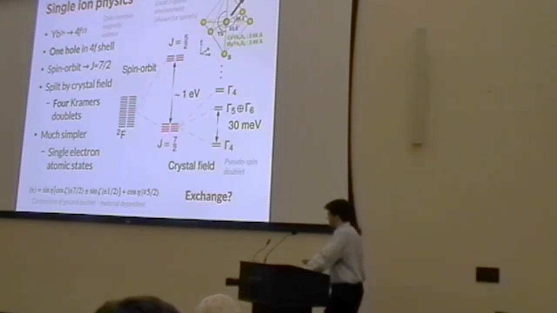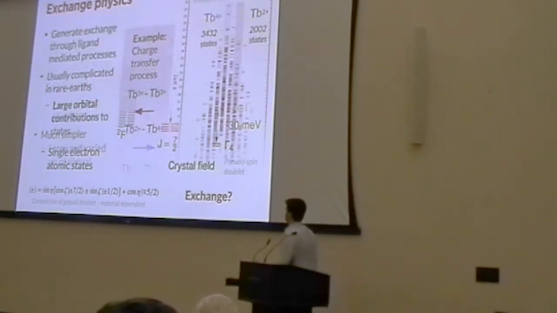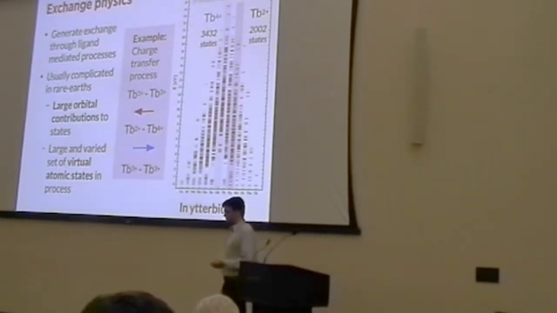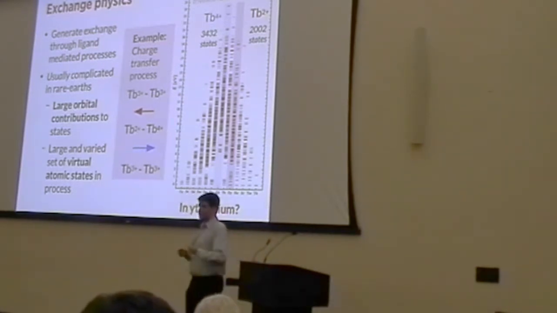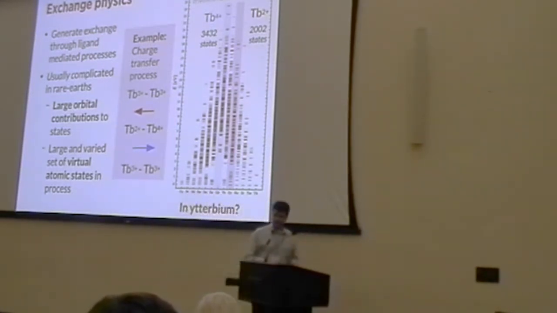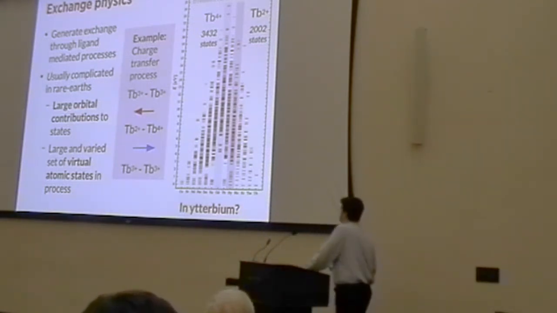It generically takes this form: some arbitrary combination of J_z, J_+ and J_-. What is exchange? Exchange inheritance is a little more complicated than in transition metals because of the large number of states that are present in the single-ion physics. So this is sort of the worst case I've shown you here.